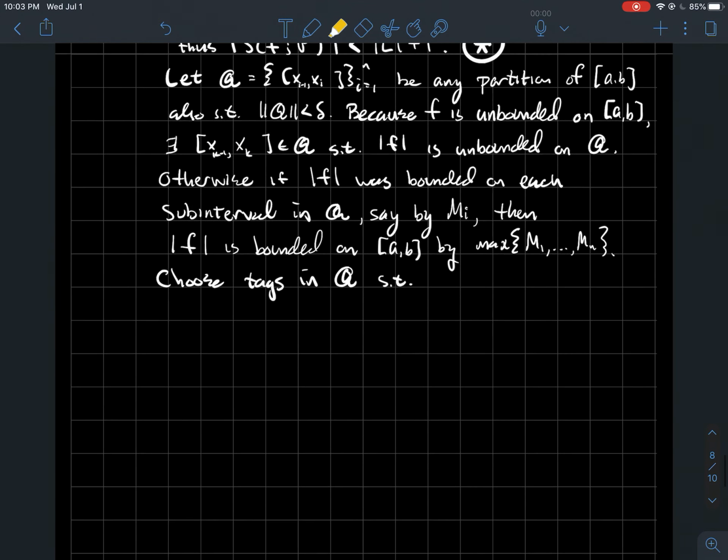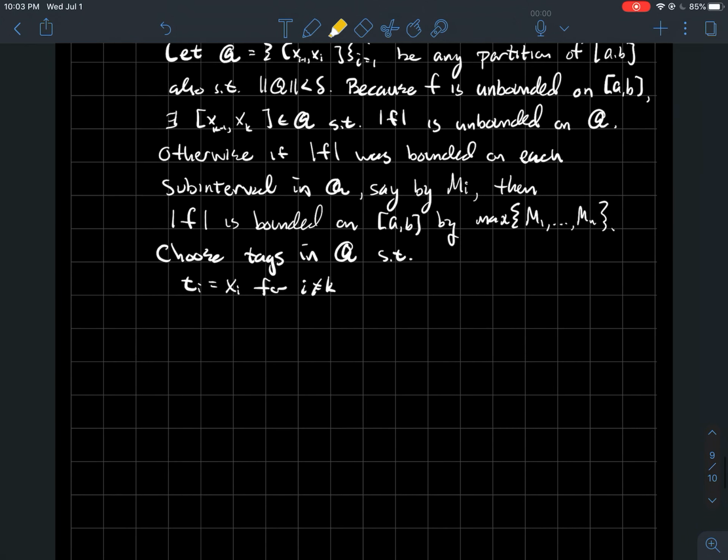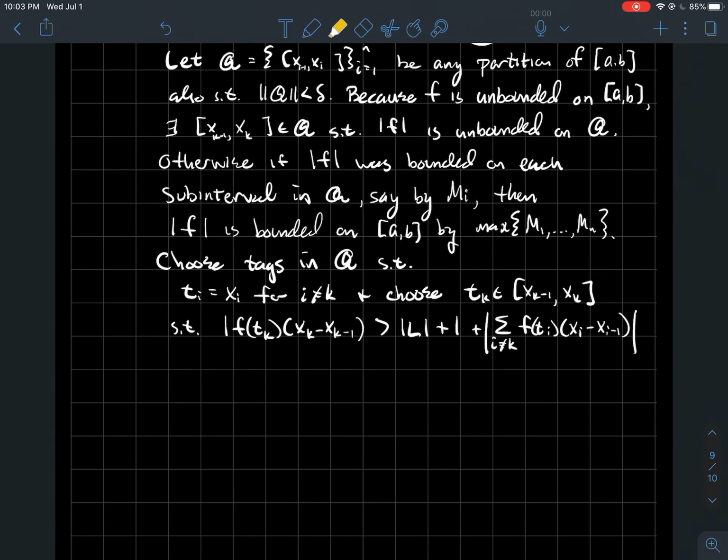Okay, so now what we'll do is choose our tags in Q. So I've got this partition. Now we're going to choose some tags, and then we're going to talk about Riemann integration and stuff like that. So we'll choose the tags in Q in this sneaky way. I'm just going to let the tag be, say, the right endpoint as long as i is not equal to this k. And what was k again? k is where my function's unbounded.